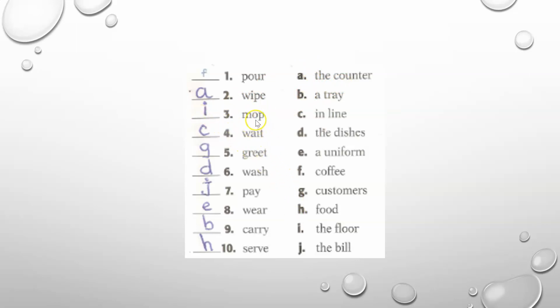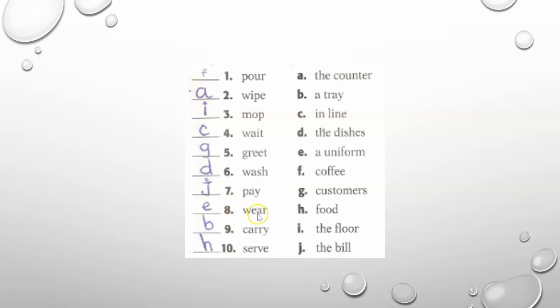Okay, we say mop the floor. So you mop the floor. You wash the floor, you mop it. So 4 is a C. So 4C. Wait in line. 5. Greet. It's a G. Greet customers. 6. Wash the dishes. Wash the dishes. 7. Pay J. The bill. Pay the bill.